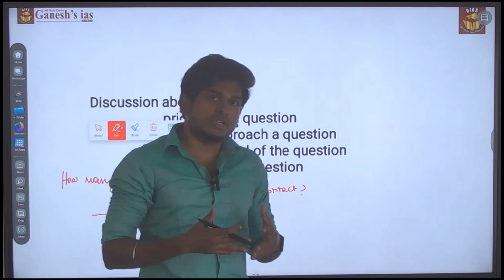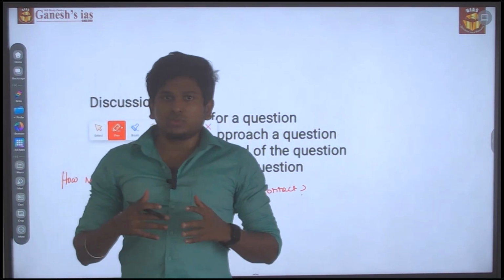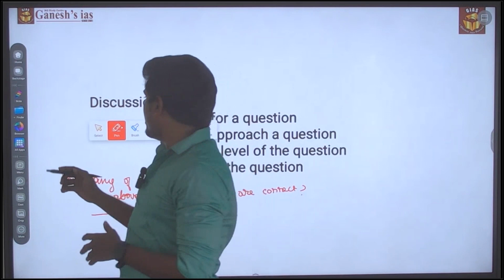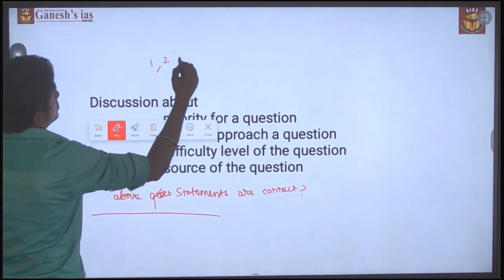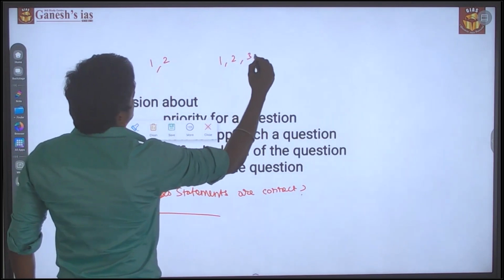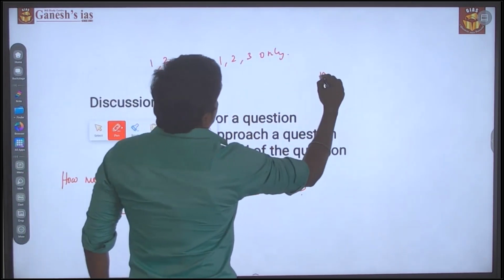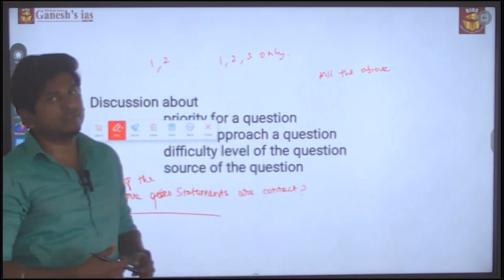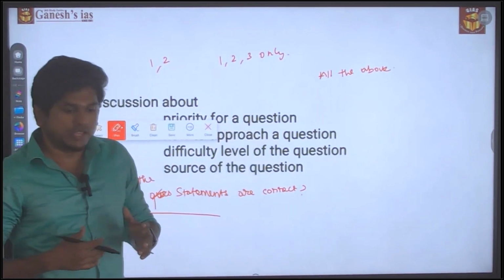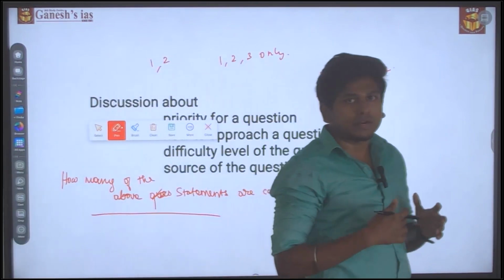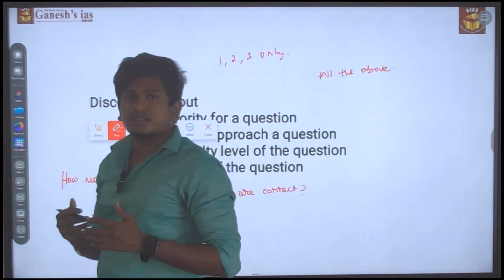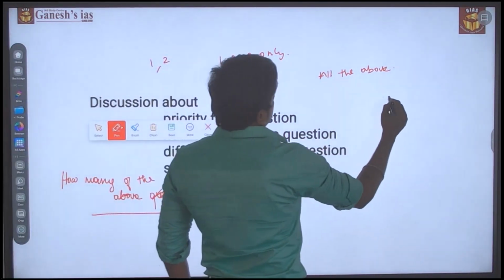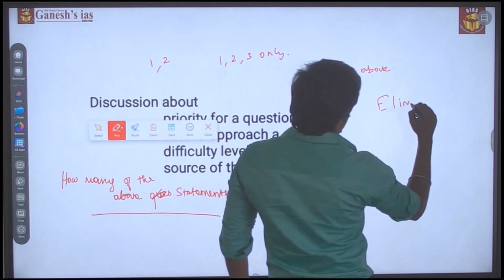Earlier the pattern was totally different. Choose the best answer, or the question would be like which of the following are correct. They would make the options as 1 and 2, or 1, 2, 3 only, or all the above. In such a way the question pattern was. So it was easy to crack the question, because if you know that one statement is right or wrong, you can easily crack it with the elimination strategy. Usually aspirants use this elimination strategy.